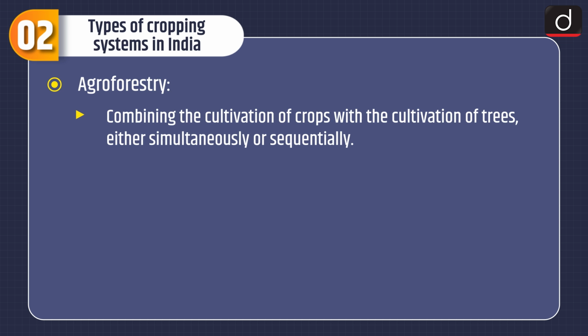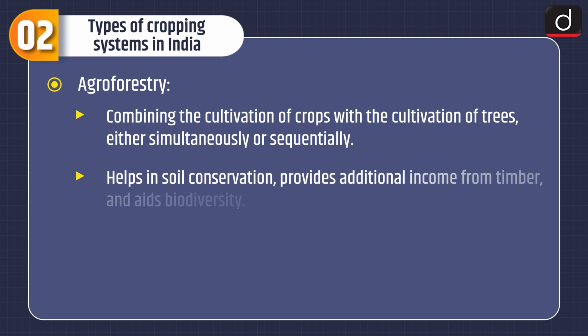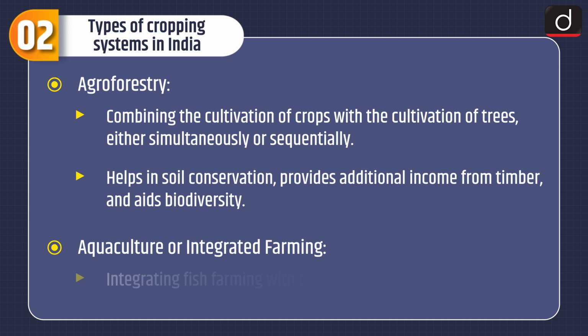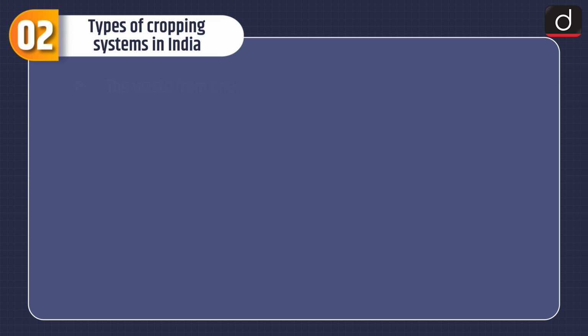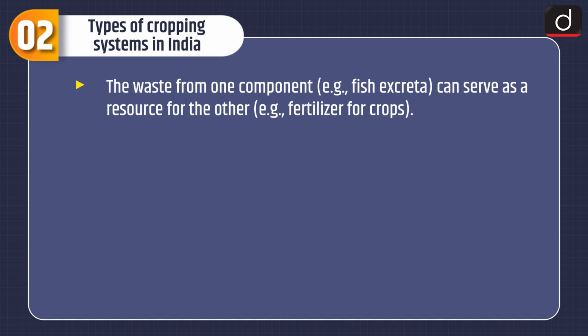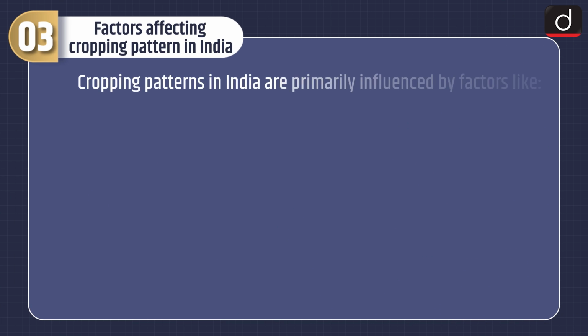Agroforestry. Combining the cultivation of crops with the cultivation of trees, either simultaneously or sequentially. Helps in soil conservation, provides additional income from timber, and aids biodiversity. Aquaculture or integrated farming. Integrating fish farming with crop cultivation. The waste from one component, for example fish excreta, can serve as a resource for the other, that is, fertilizer for crops. Now let's discuss factors affecting cropping pattern in India.